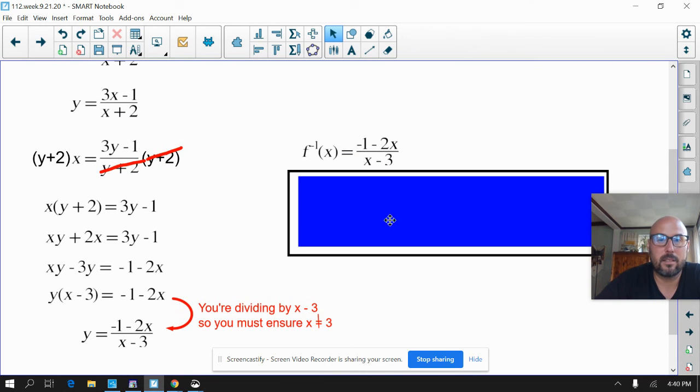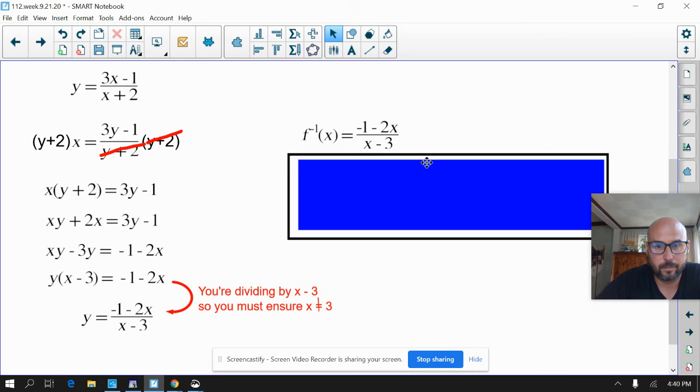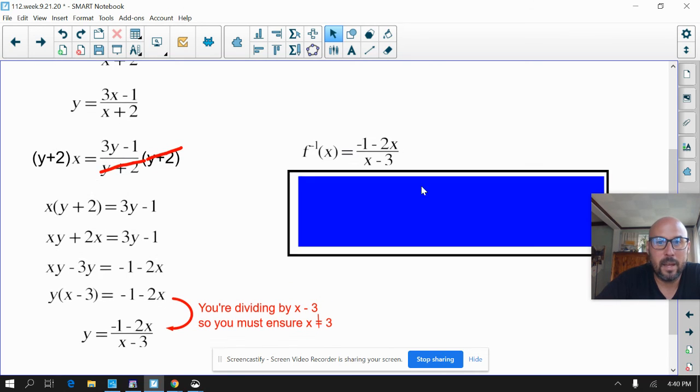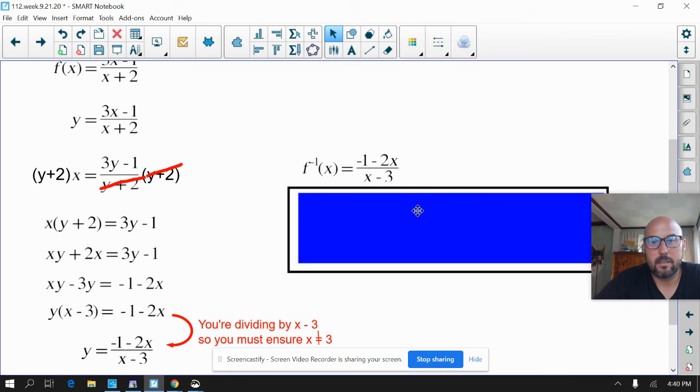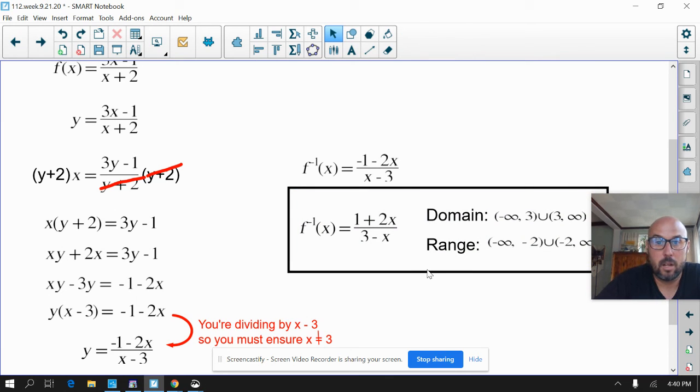The inverse is negative 1 minus 2x over x minus 3. And then the domain is all values except for positive 3. I rewrote this as this. These two things are the same. This looks a little bit cleaner. You usually try to avoid negatives if you can.